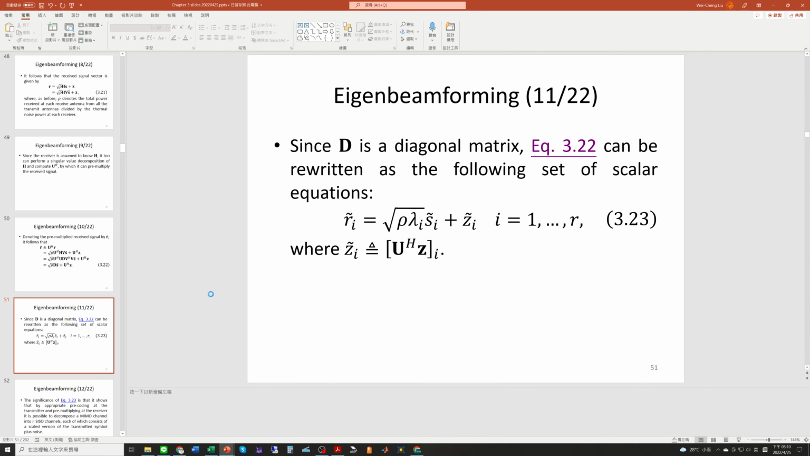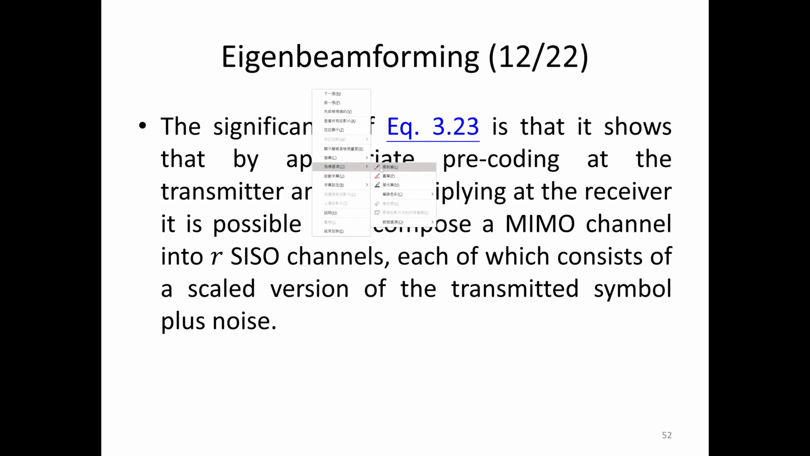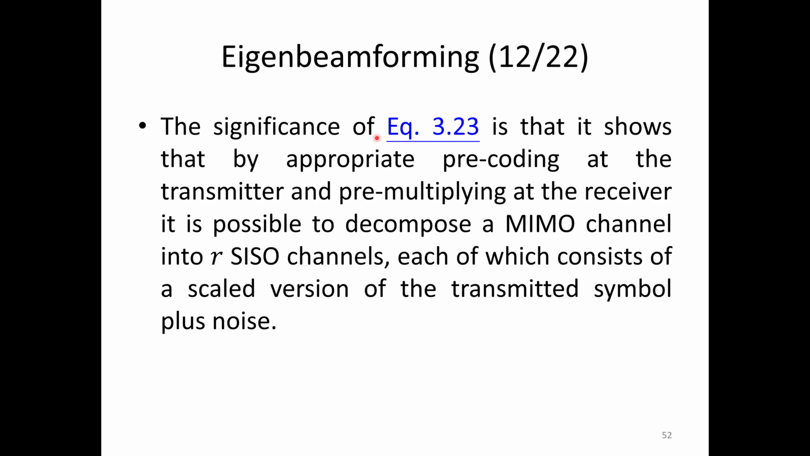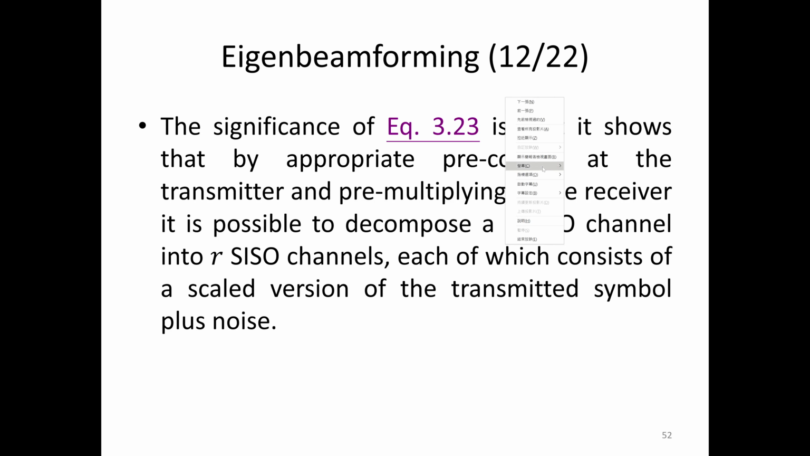Okay, let us go back to the slides and turn to the next page. The significance of equation 3.23. That is the importance of equation 3.23. This equation shows that by appropriate precoding at the transmitter and pre-multiplying at the receiver, it is possible to decompose a MIMO channel into R SISO channels, each of which consists of a scaled version of the transmitted symbol.